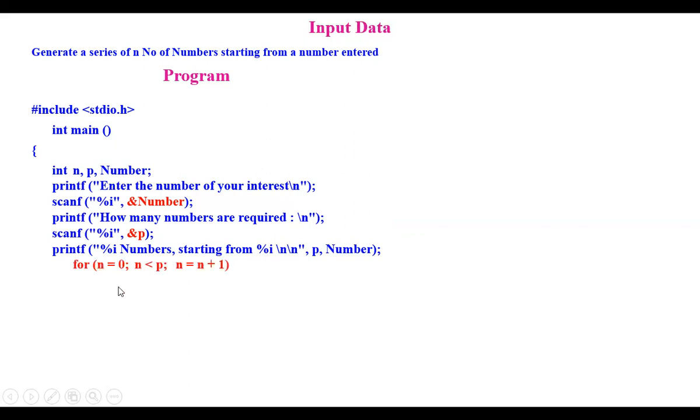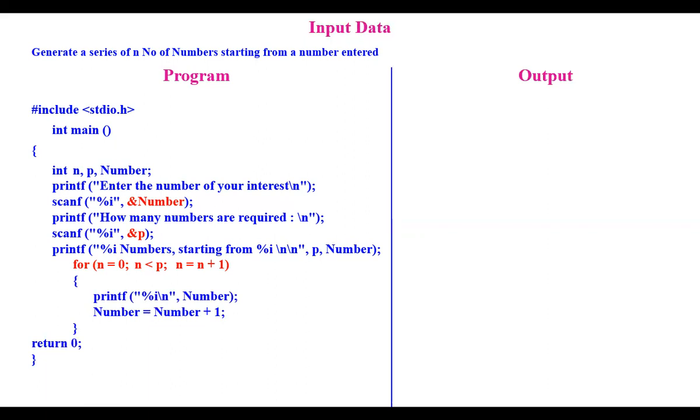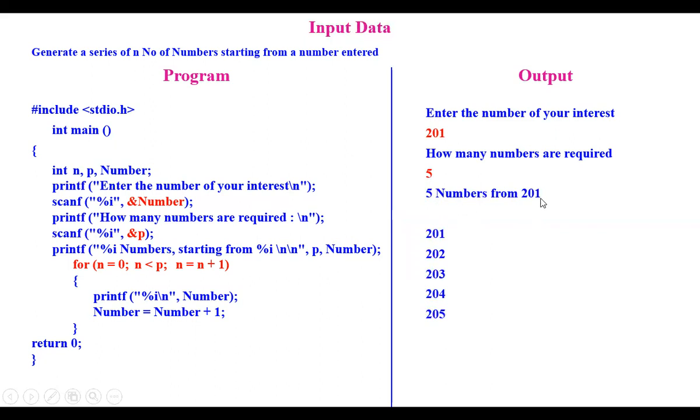The for loop is used here, initialized with 0, and it continues for p number of times, while n is less than p. Now write the same program, compile and execute, and it asks two input values. One is the number of your interest, say I have given 201. Now, how many numbers are required? I can give 5, 10, like that. Suppose I have given 5. So 5 numbers starting from 201 are displayed here.